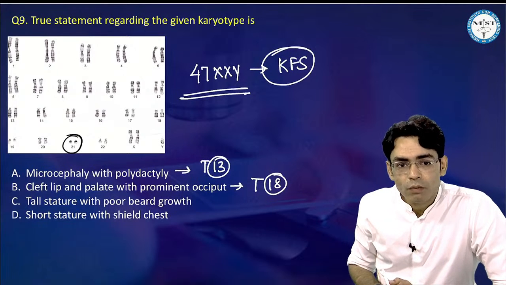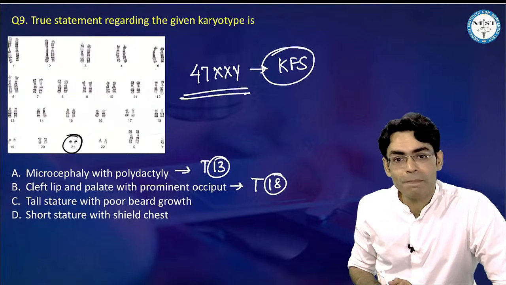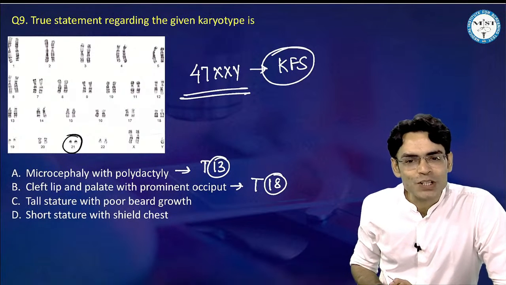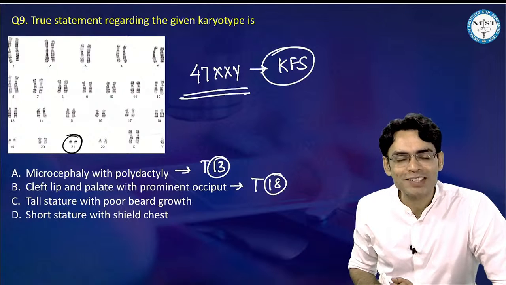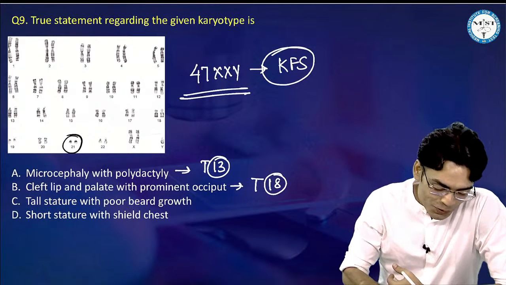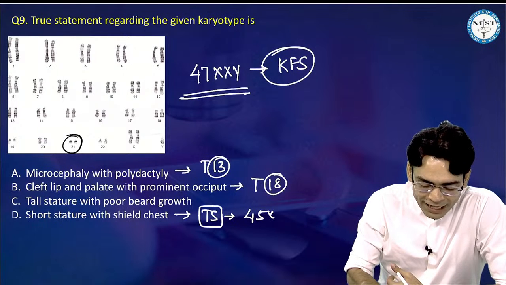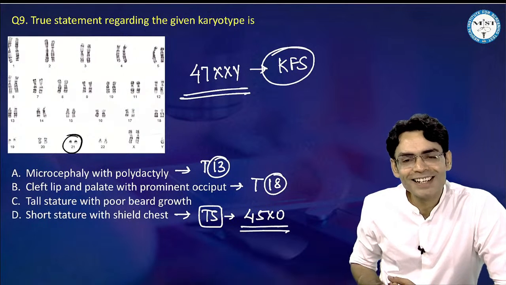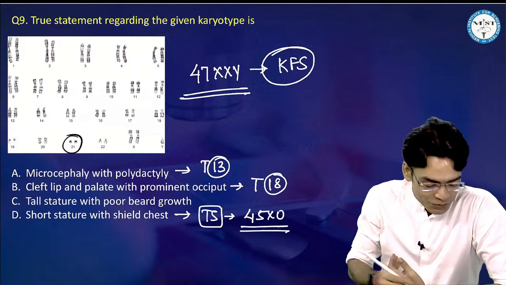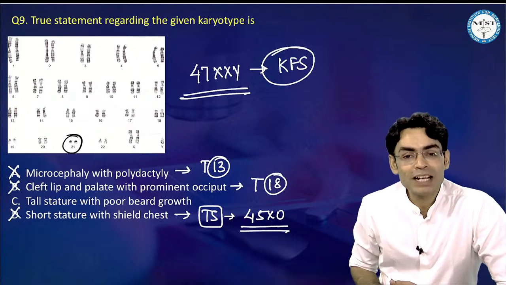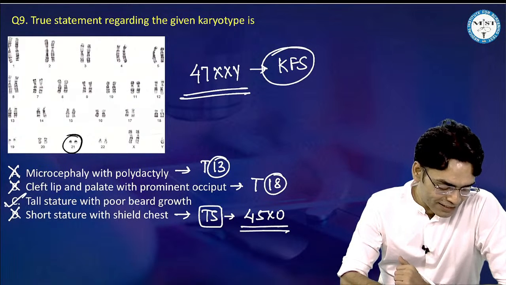Tall stature with poor beard growth. And D option is short stature with shield chest. When we are talking about a short stature with shield chest, we are talking about Turner syndrome. What is Turner's? 45XO. And this cannot be the answer. So A, B and D are ruled out. What are we left with? We are left with C.